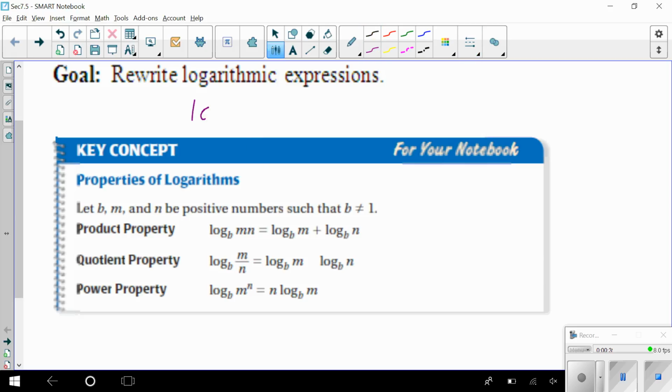log base b of y equals x. And with this, we said that b and y both had to be positive. They're both greater than 0. And b did not equal 1. So the same rules apply for these logarithms here.